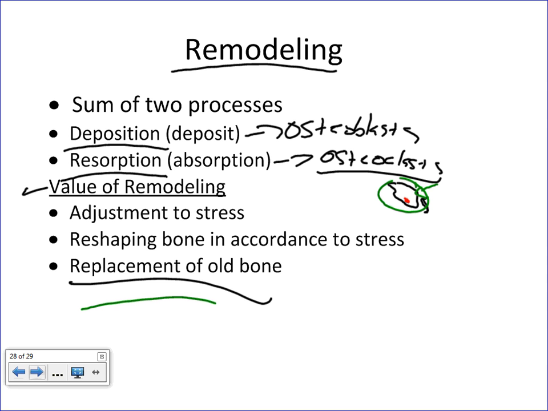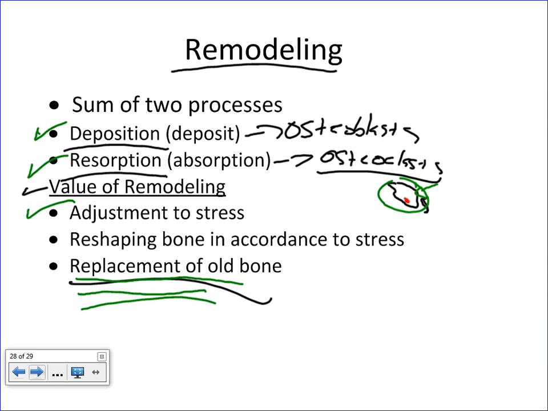And remember, these two processes are normally occurring in equal proportions. We're breaking bone down at an equal rate of building it up. So as we break down old bone cells and bone tissue, we replace it at an equal rate.